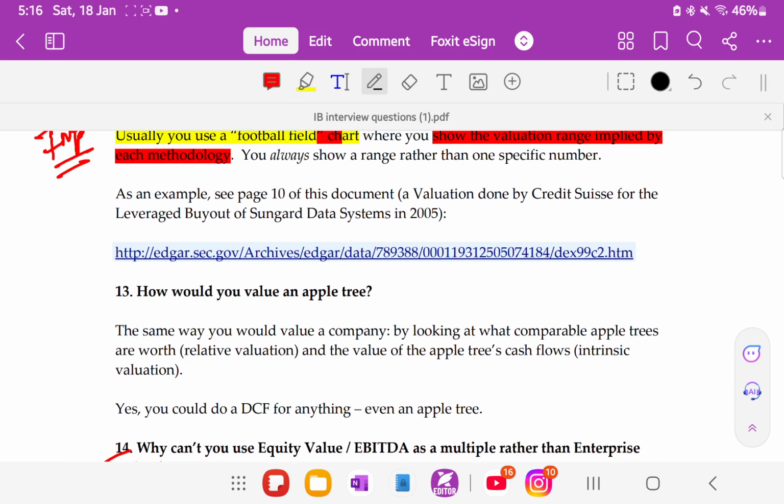And another one: how do you value an apple tree? The same way you could value a company: by looking at comparable apple trees and what they are worth, which is relative valuation, and the value of the apple tree's future cash flows, which is intrinsic value. That could be done for anything, even for an apple tree. So that's a pretty good analysis for this.